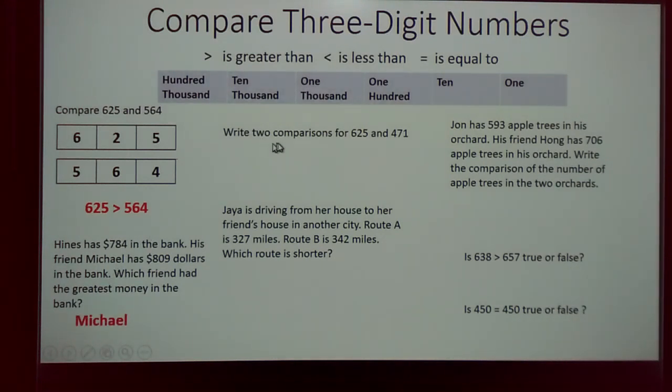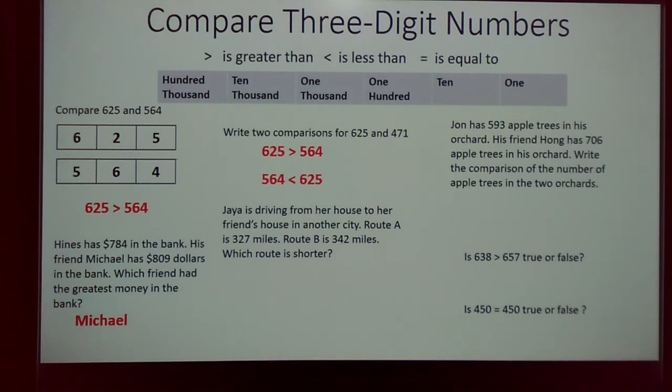Now, up here, for the comparison of 625 and 564, there are 2 ways you can write that. You can say 625 is greater than 564, or 564 is less than 625. Remember, the mouth always goes towards the largest number. However you write your answer, the mouth goes towards the largest number, and that will determine if the number is greater than or less than the other number.